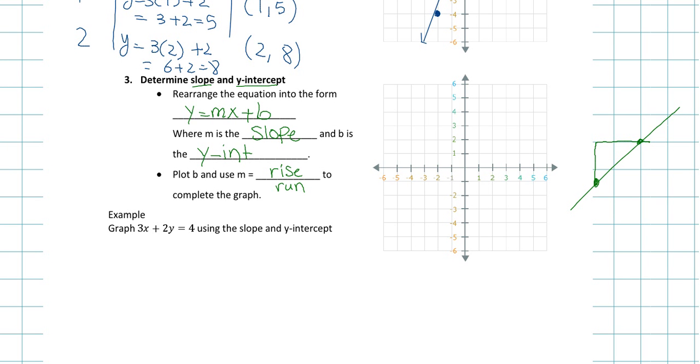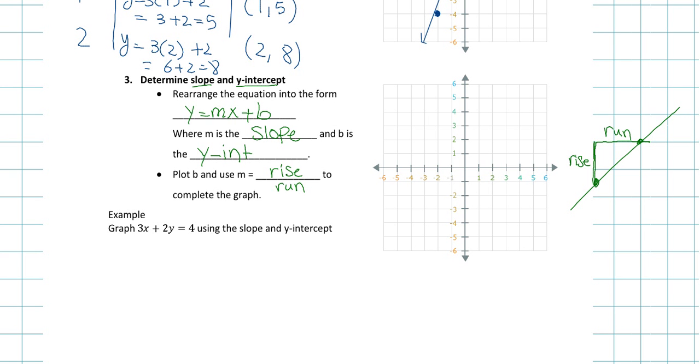So you're always looking at 2 points on the line. You're looking at how much it went up by, which we say is our rise, and then how much horizontally it went, which is your run. But the important part is to have your equation in y equal mx plus b format. So let's look at this example.